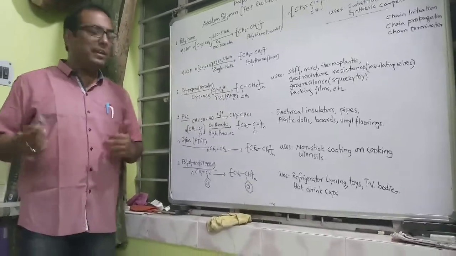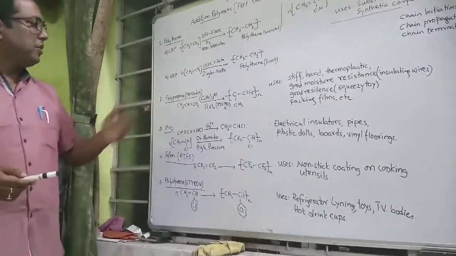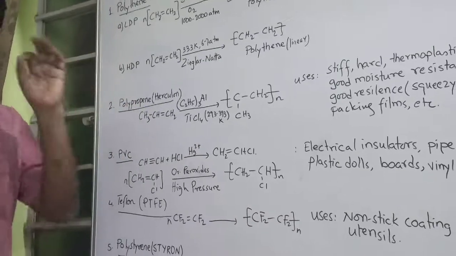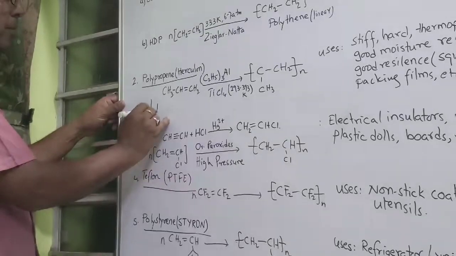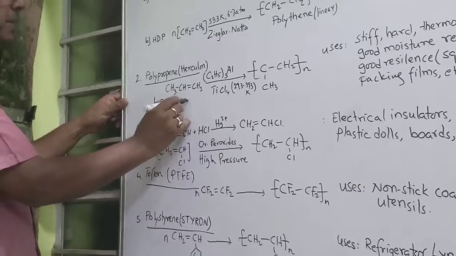Our next category is about polypropylene. It is also called Herculon. This is very interesting, students, this is 1-propene, P-R-O-P-E-N-E, propene.